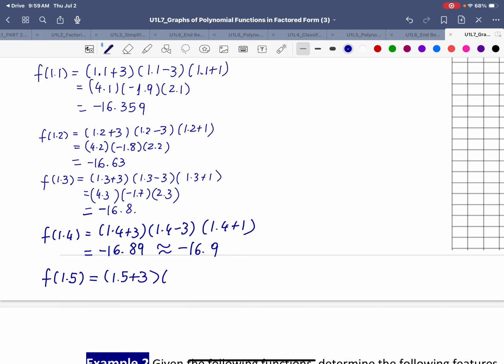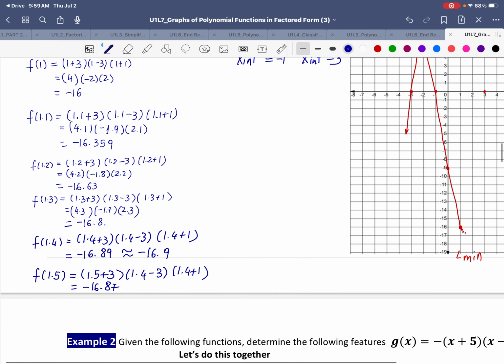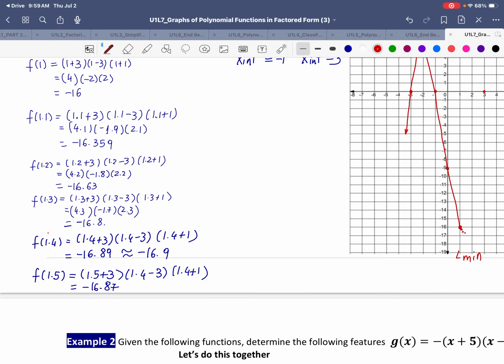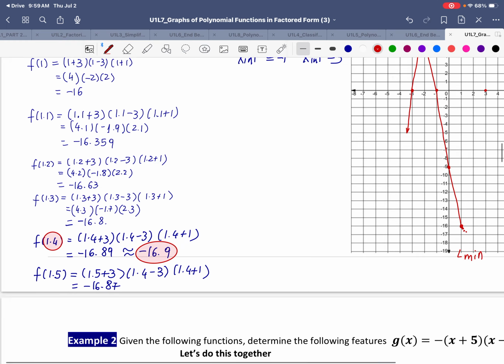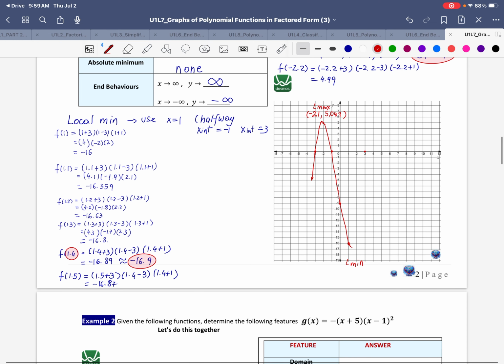But let's do this just for the fun of it. We have 1.5 plus 3, multiplying 1.5 minus 3, and then multiplying 1.5 plus 1. And I got negative 16.87 this time. What that means is that the function is coming back up, and our lowest point on the graph, at least the lowest that we can estimate at this point, will be when x equals 1.4 and y equals negative 16.9. And that's a point that we want to actually draw with more accuracy here.